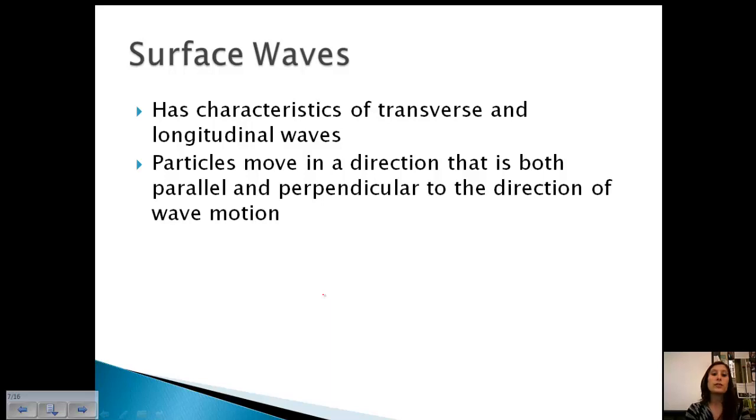Our third type of waves are surface waves. These have characteristics of transverse and longitudinal waves both. And so the particles move in a direction that is both parallel and perpendicular to the direction of the wave motion.